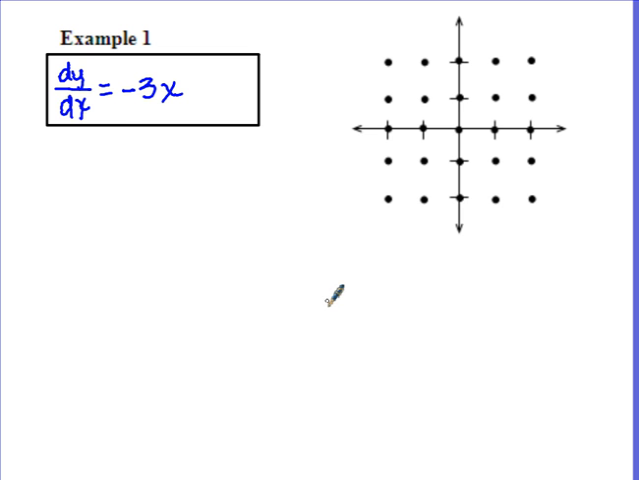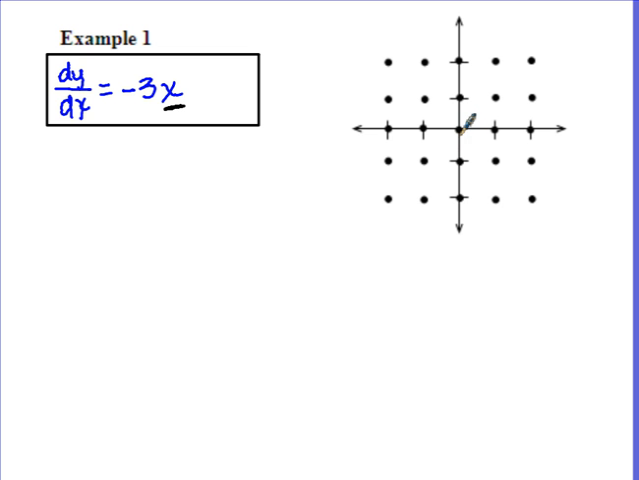Here we have a differential equation, dy/dx equals negative 3x. And here is our grid for our slope field. It's just an array of 25 points labeled on a coordinate plane. What we're going to do is find the slope using the differential equation at each one of those points. So what am I really concerning myself with in this differential equation? It's just the x.